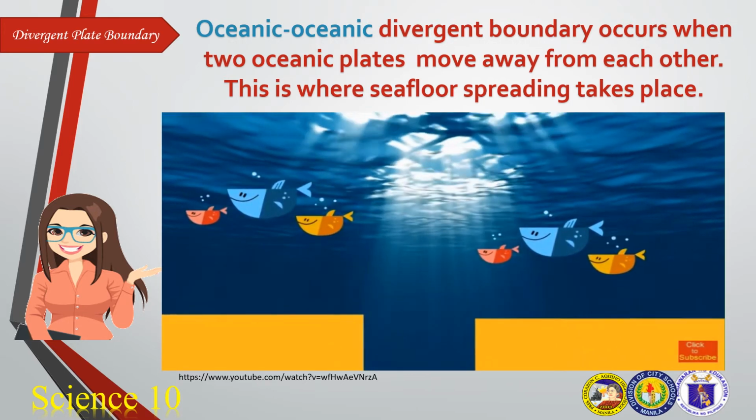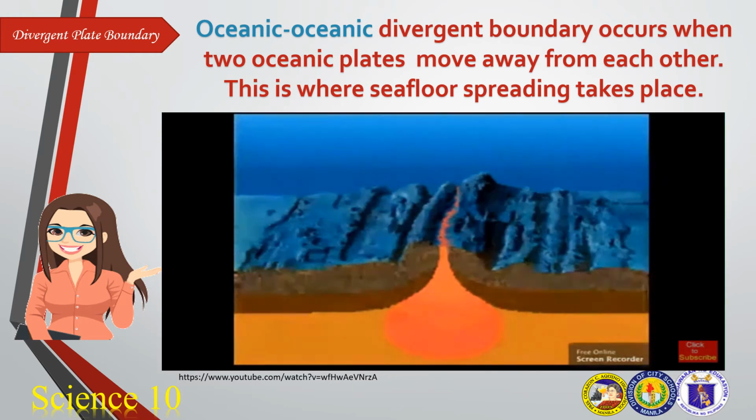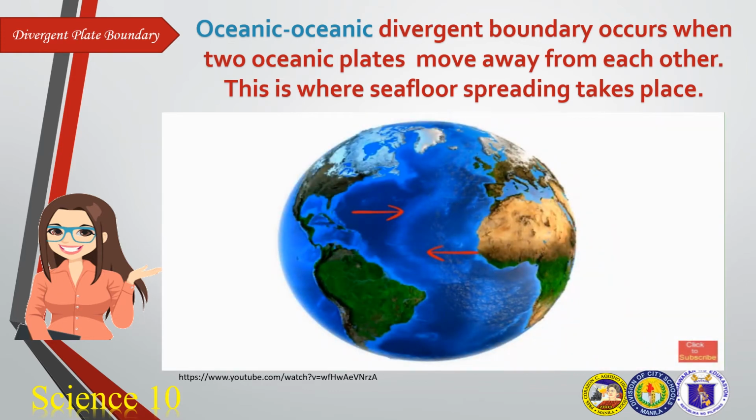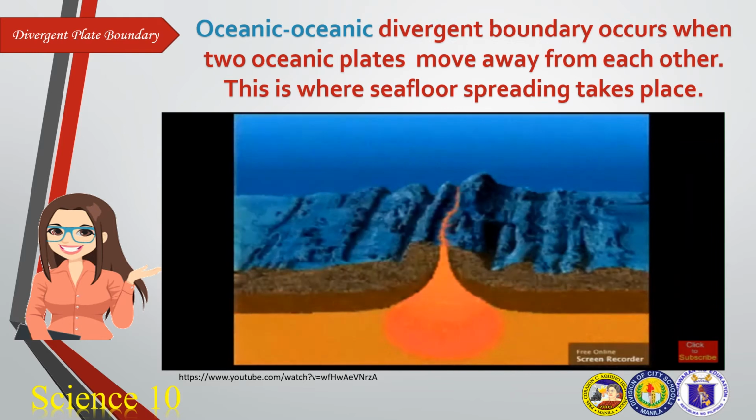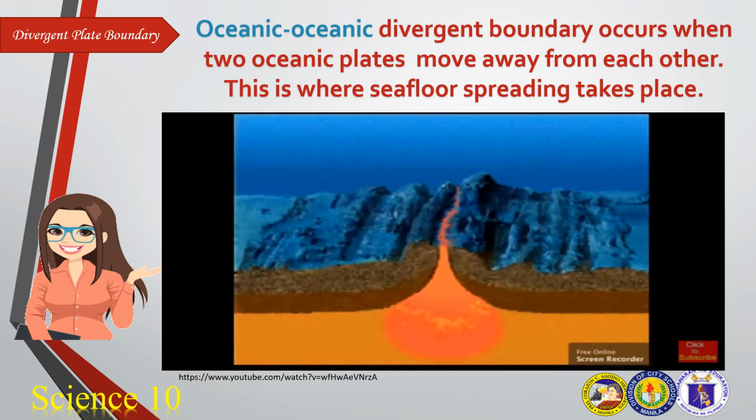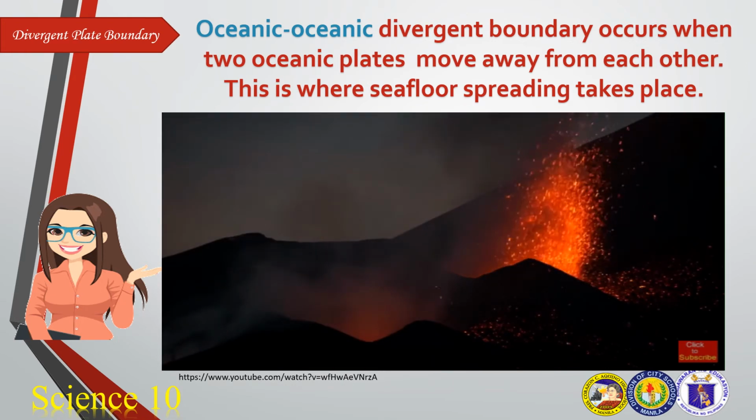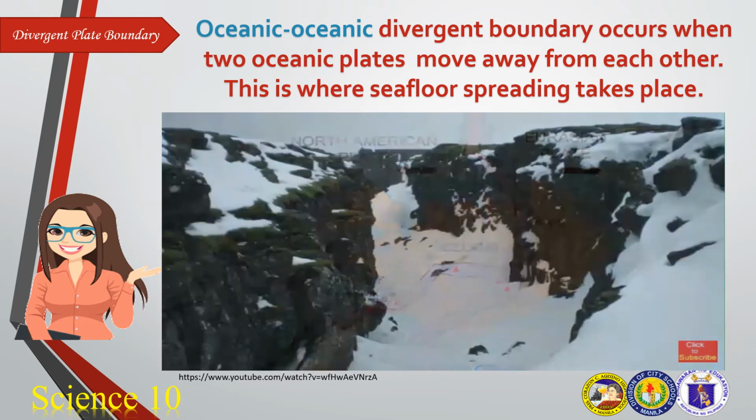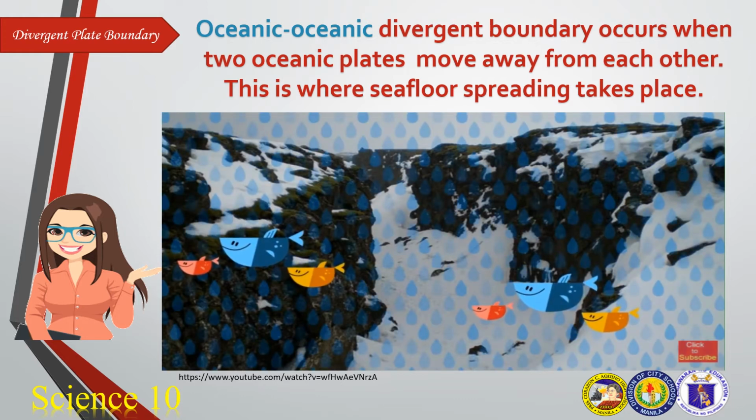Oceanic divergent boundary occurs when two oceanic plates move away from each other. This is where seafloor spreading takes place. The best example is the mid-ocean ridge, which stretches around the world, as can be seen here in red. When two oceanic plates move apart, magma rises and becomes a new crust when it solidifies. Here's what it looks like on land. So imagine the same formation underwater.